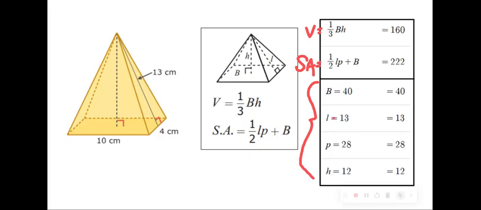So to solve for volume or surface area, you need a total of 4 different variables. You need to know your area of the base, which is your length times width. 10 times 4 is 40. You need to know your slant height. Sometimes that's given, sometimes it's not. Your perimeter of the base, that's 10 plus 4 plus 10 plus 4. And then your height. Again, sometimes it's given, sometimes you have to solve for it. But once you plug in all 4 of those values, you will have your answer for both volume and surface area.